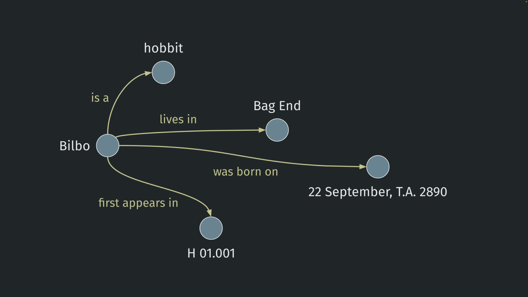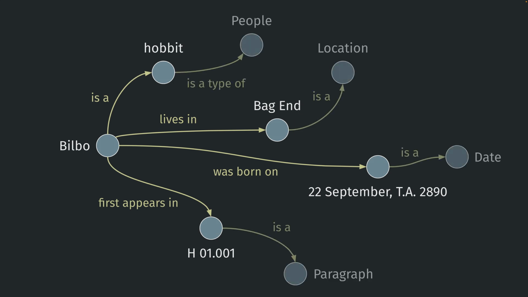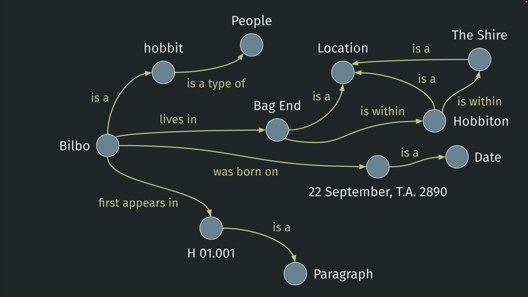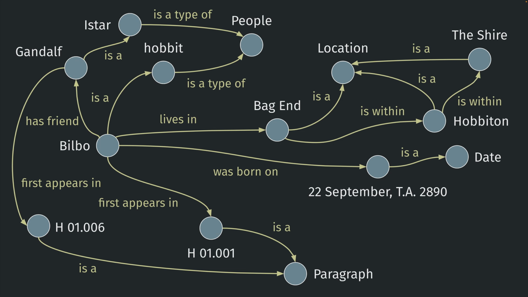We've said what type of thing Bilbo is, but we haven't said what the other entities are types of. Here we've added more information to our graph, indicating that, for example, Bag End is a location, and that the 22nd of September 2890 is a date. We can continue to expand this with, for example, information about the relationship between locations, or between people. As you can imagine, knowledge graphs can grow to thousands or even millions of nodes and links.